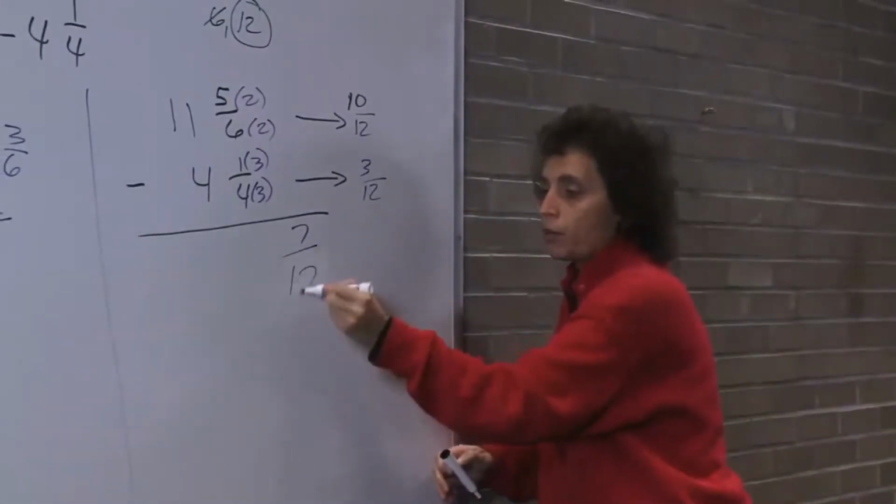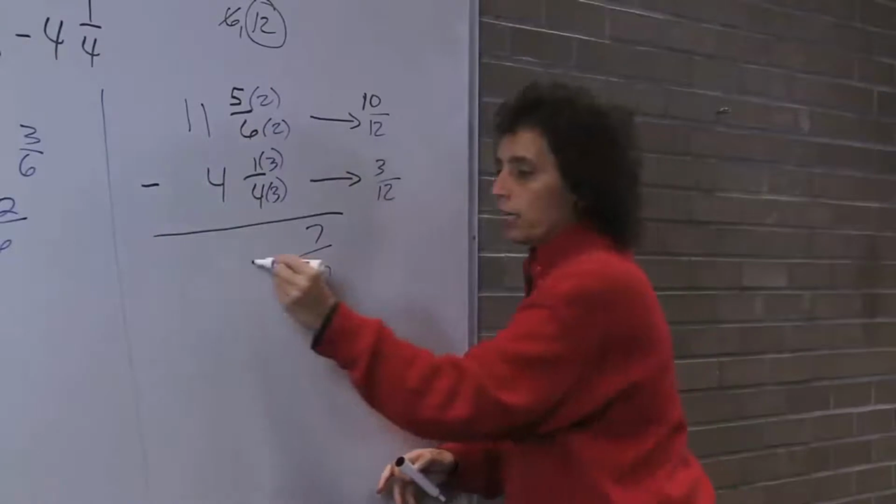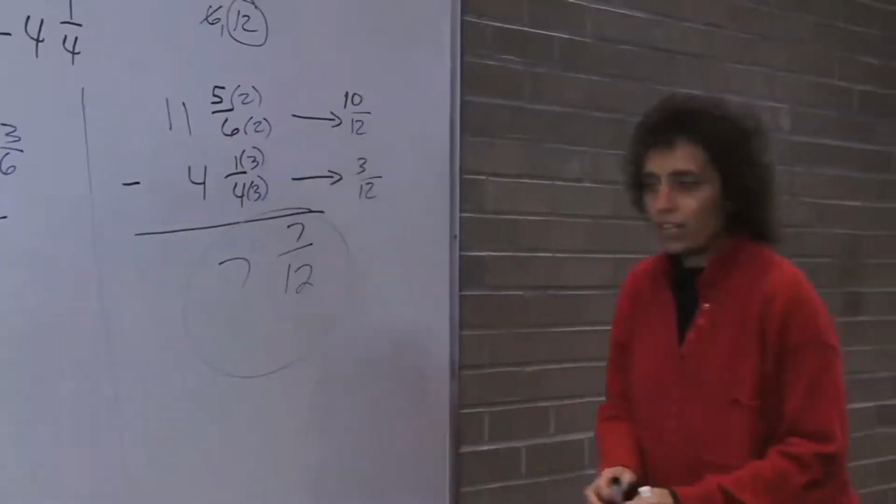And you keep the common denominator of 12. 11 minus 4 is 7. So our answer is 7 and 7/12.